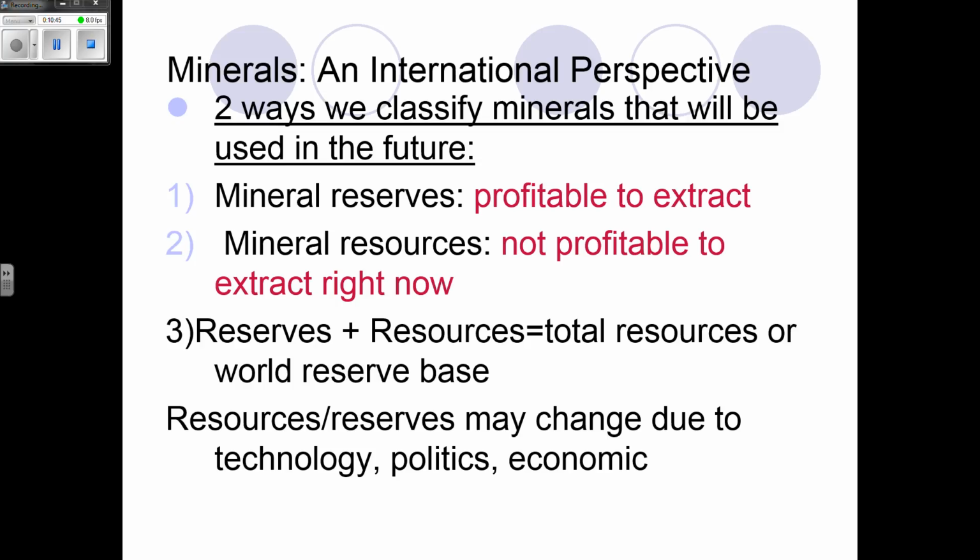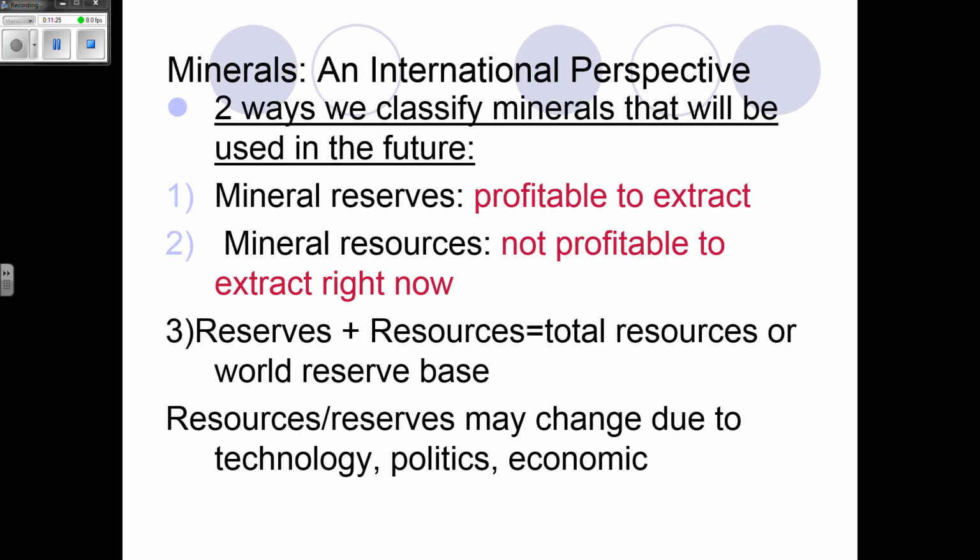And economics. If the price of a mineral on the market drops, we're not using it because maybe we found a substitute for that mineral, then we can have that mineral move from a reserve category to a resource. So it's not profitable to extract because now we have, I don't know, plastic or ceramic or something that can be used in its place. So note that minerals can move from one category to the other due to changes in technology, political unrest or politics, and economics.